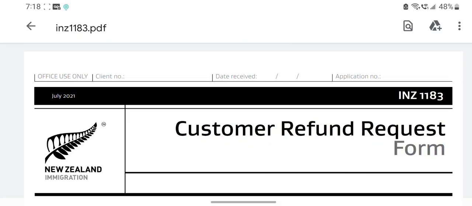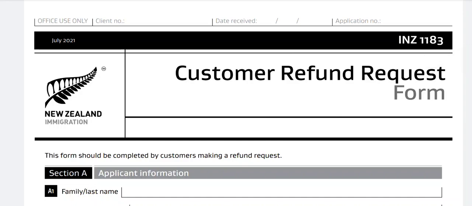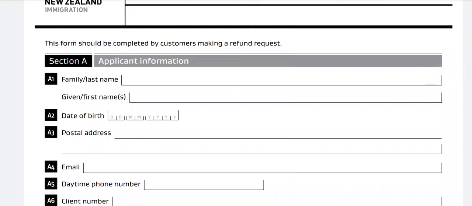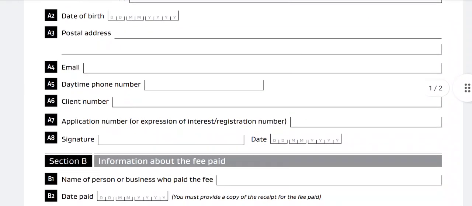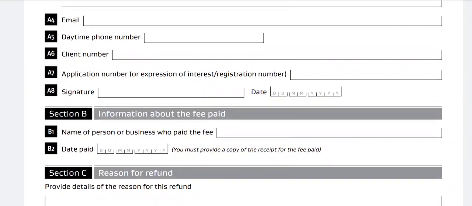So this is the INZ 1183 customer refund request form that we are gonna see how to fill up. Okay, so section A is about the applicant information: name, date of birth, postal address, email, phone number. Client number is also there, and you should put it down so that they find out who you are. Application number, and if you have filed an EOI, registration number.